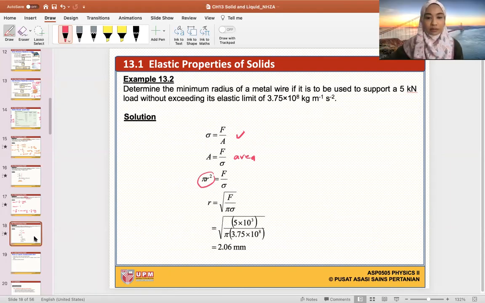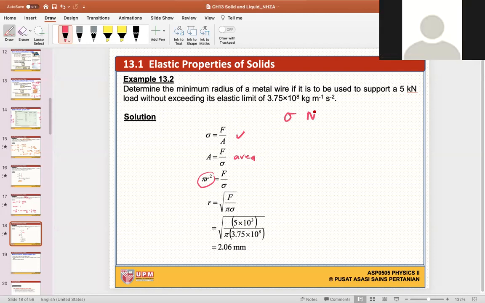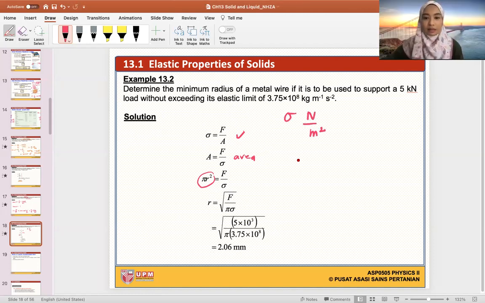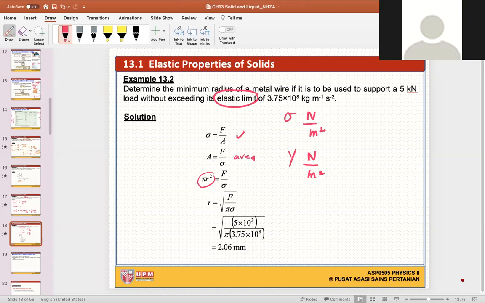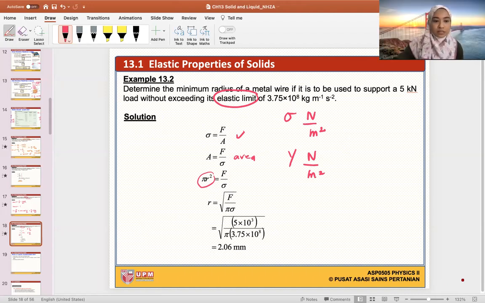Okay, that's a good question. Because they have the same units, right? Betul. So stress unit dia Newton over meter square, and then your Young's modulus is also Newton per meter square. Here they said elastic limit. So elastic limit is actually modulus. So itu je cara saya tengok. Oh, I see. Thank you. Itu je clue yang I got from this question.